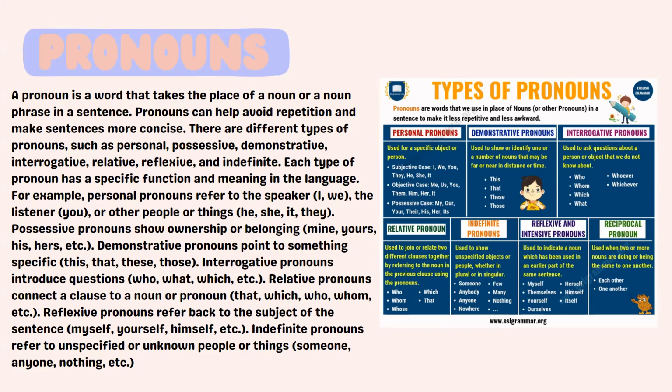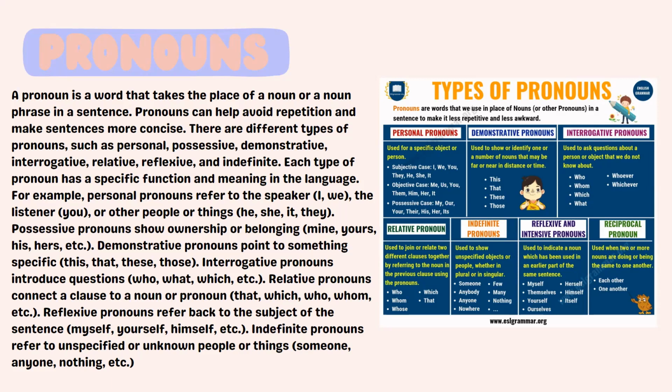That's an example of a relative pronoun. An indefinite pronoun is used to show unspecified objects or people, whether in plural or in singular. So these are similar to the interrogative pronouns in that we're questioning something, but it's not usually going to be used in a question sentence. So someone is hiding behind the bush. We don't know who is hiding behind the bush. We just know a person is hiding behind the bush, which is why we would use someone.